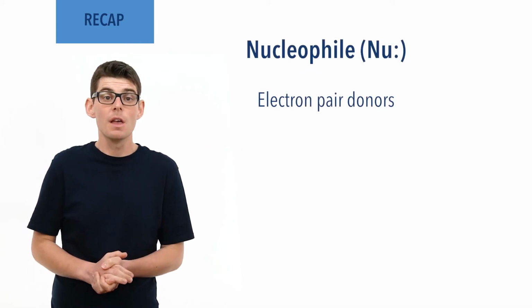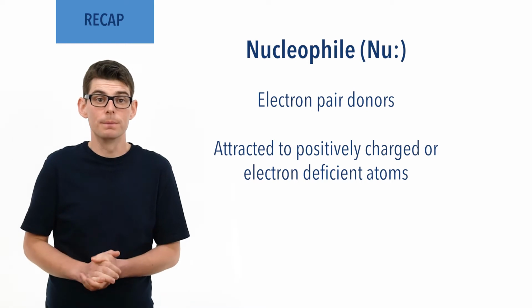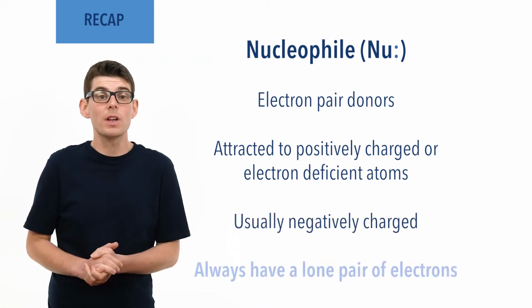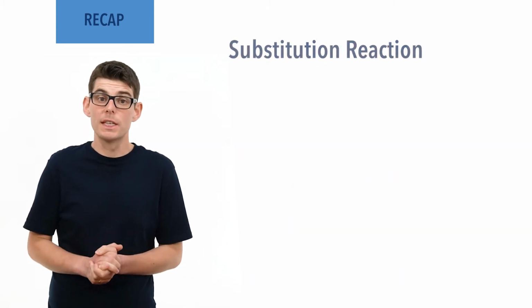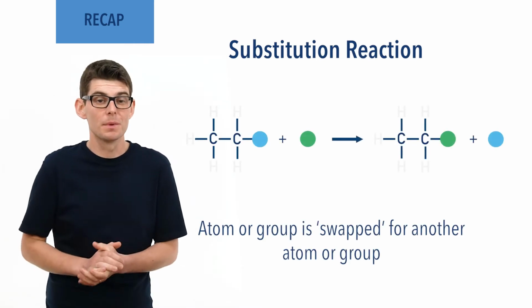A nucleophile is an electron-pair donor that is attracted to a positively charged or electron-deficient atom. Nucleophiles can be negatively charged and always have a lone pair of electrons. A substitution reaction is where one group or atom in a molecule is swapped for another group.